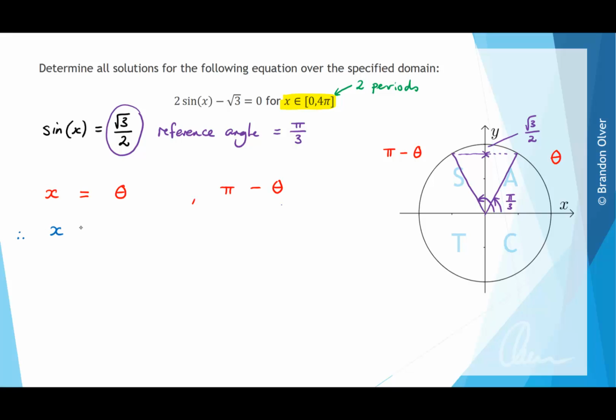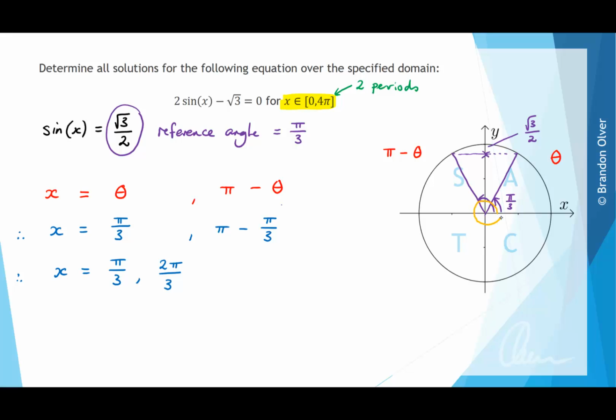Therefore, we have x is equal to the reference angle, which is going to be pi on 3. And then we've also got pi minus pi on 3. So two of our solutions are pi on 3 and 2 pi on 3. At the moment, we've only got the first two solutions, so the two solutions that exist in one revolution of the unit circle. And now what we're going to do is go around a second time.